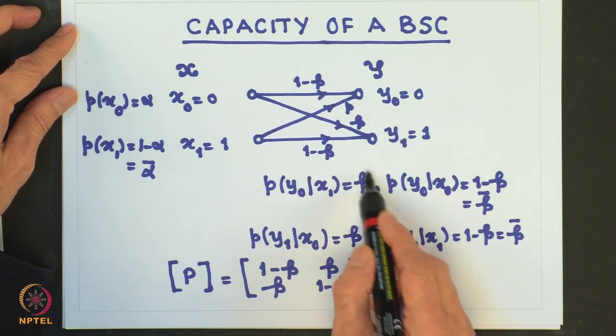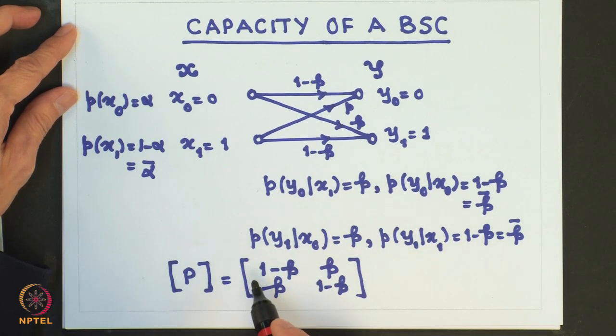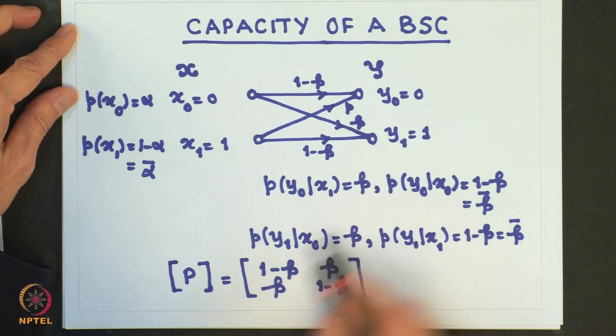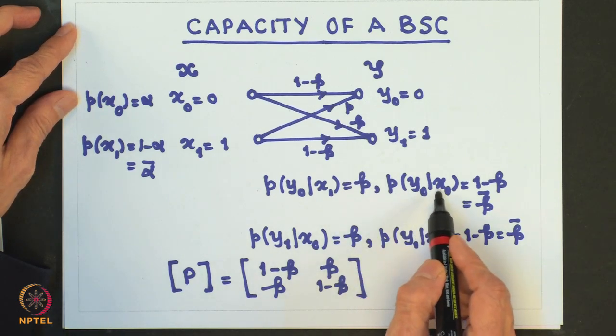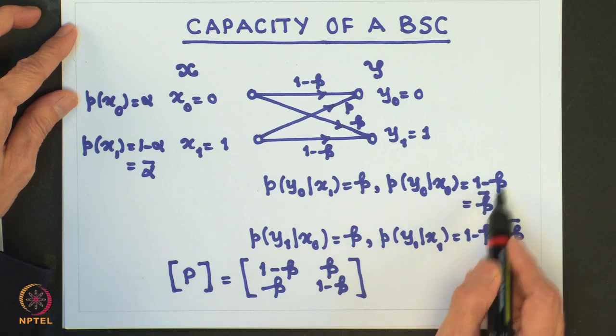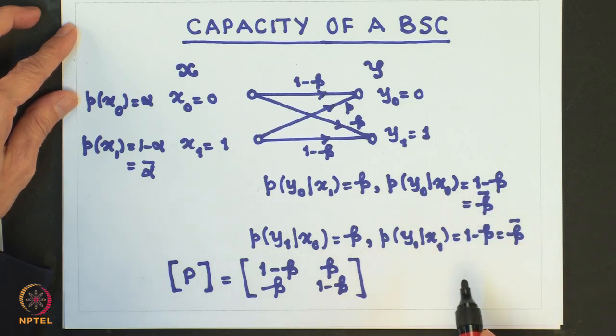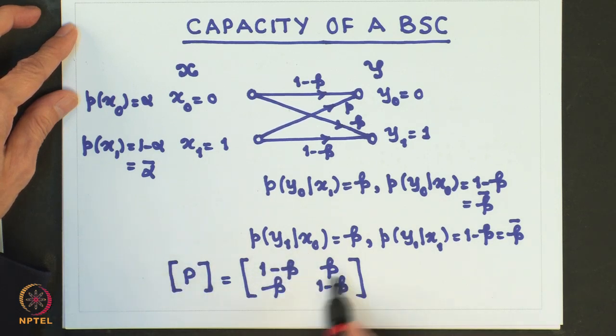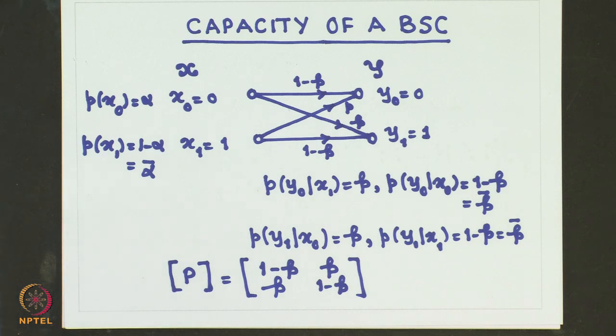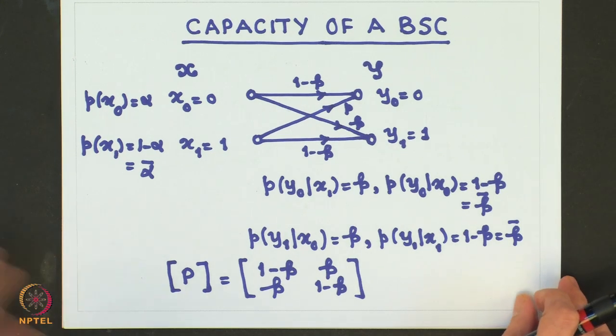These are basically the conditional probabilities of errors, also known as crossover probabilities, and the probability of y0 given x0 is equal to 1 minus p, which I call p bar. So, the channel matrix or stochastic matrix is given as shown here. Okay. So, for this channel, let us calculate the capacity.